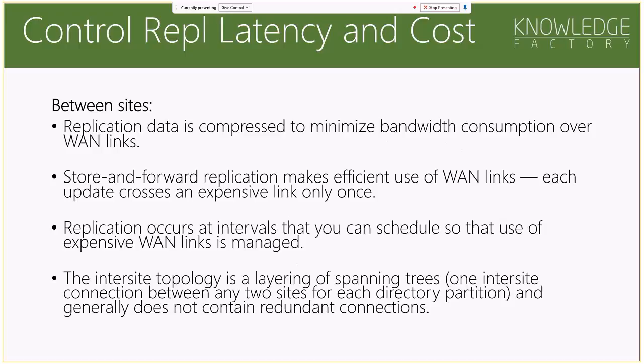And the intersite topology is a layering of spanning trees, which means one intersite connection between any two sites for each directory partition, and it generally does not contain redundant connections. So the route replication between sites happens like this. The KCC uses the information in AD to identify the least cost routes for replication between sites. If a DC is unavailable at the time the replication topology is created, making replication through that site impossible, the algorithm will go to the next least cost route instead and use that.